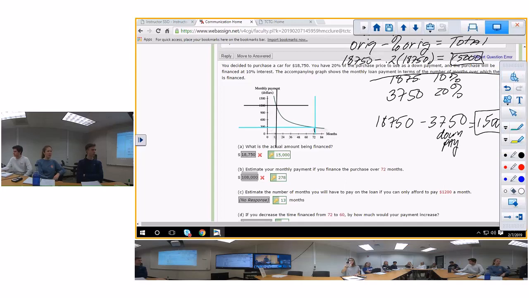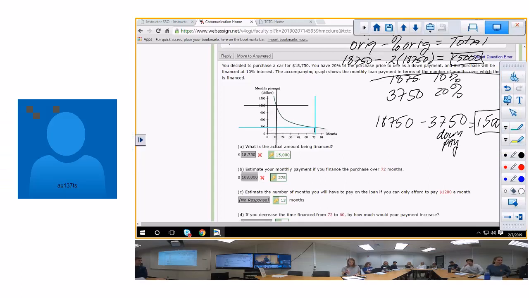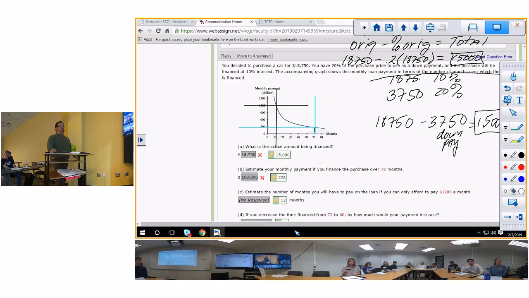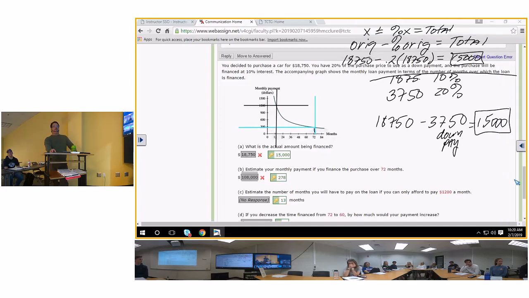I was just trying to figure out how you got 108,000, you were probably drinking on that one. But if you decrease the time financed from 72 to 60, what would your payment increase? And they want you to find the slope. So you're going to have to find two points, 72 and 60. Find those two y values and find the slope. That's what they're asking for there.